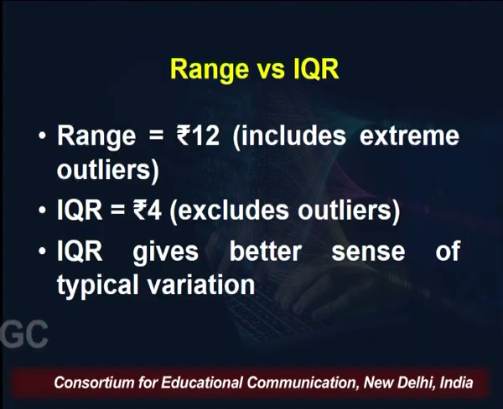However, the interquartile range is rupees 4, excluding the outliers. So the interquartile range is a much better metric to get a sense of the typical variation. In the last module, we even talked about an example where the tomato prices varied wildly due to a strike. We don't want to consider such values because they give us a skewed sense of the variation. In that case, the interquartile range gives us a better sense of the typical variation across our data points.